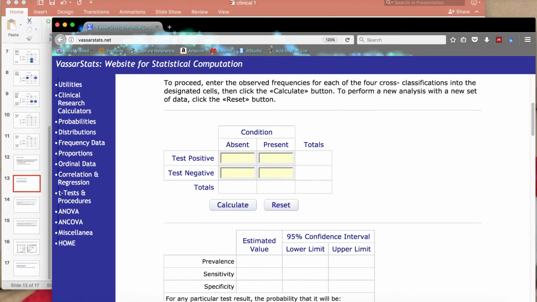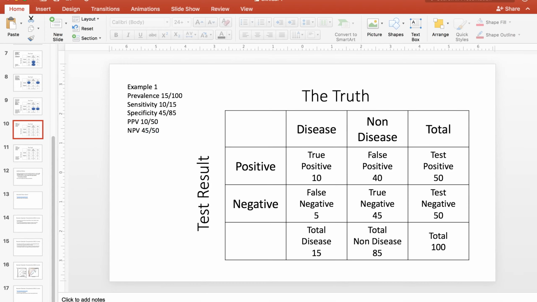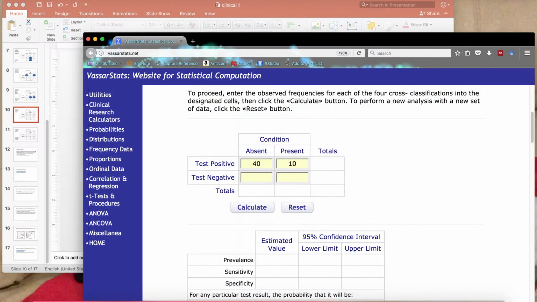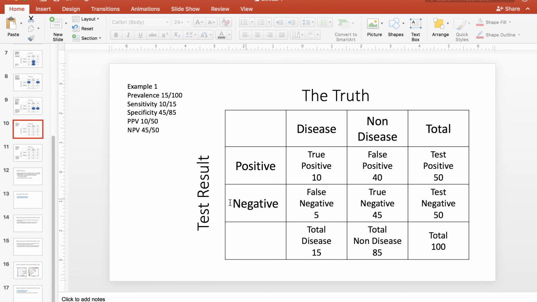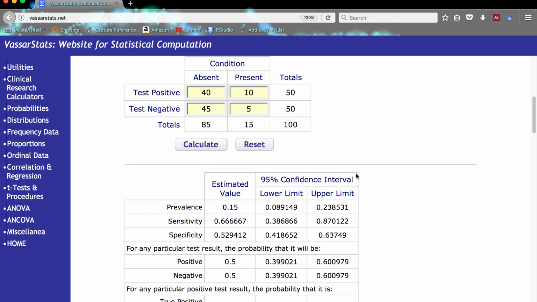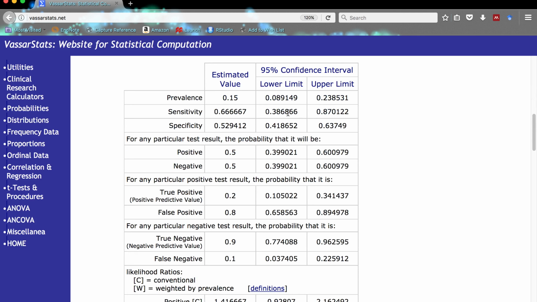So let's go back over here and do example 1. They have a positive test and present, 10 to 40. So positive test and present, it's 10 over here, 40 over here. And then 45 are a negative test, and I should have said present, it's 5 to 45, but that's just backwards from here. So watch the order of the charts. That's all you have to do. You hit calculate, you make sure all of your numbers add up, and you make sure you've done it in the right order, because I did it earlier and was like, well, I can't math. And it gives you all of the numbers that we just calculated by hand.